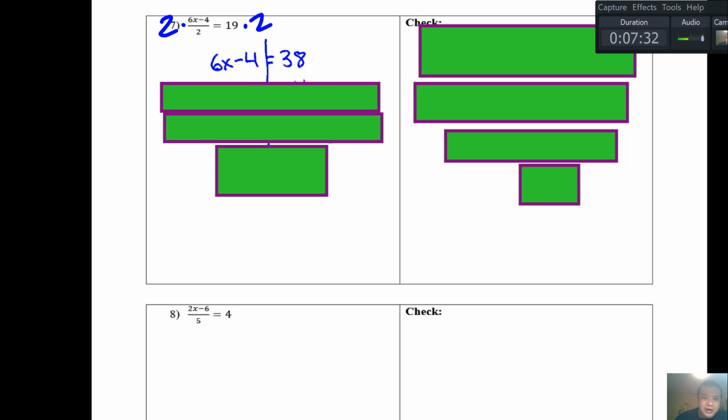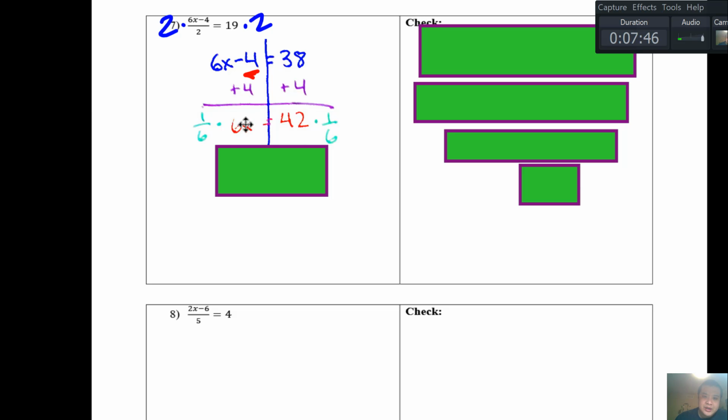We're going to get rid of now this negative 4. And we're going to do that by adding 4 to both sides. And when we do that, we get 38 plus 4 is 42. And so we get 6x equals 42.